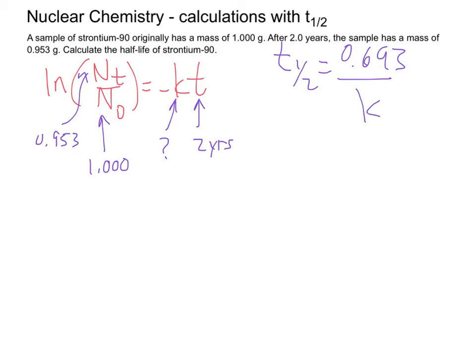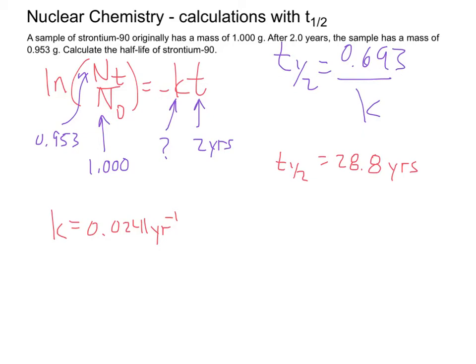So when you first found k, your rate constant should have been something like 0.0241 years to the minus 1 power, within rounding errors. And then when you solve for t_1/2, your t_1/2 should have been 28.8 years. And that's what you should have had.